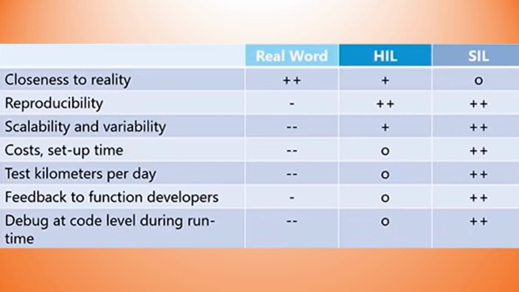Now here you can understand that, when compared to real-world hardware in loop and software in loop, these are all the various advantages. Reproducibility is quite good. Scalability and variability is quite good. Cost and setup time is quite good. Test kilometers per day is quite good. As you can understand, if you take the vehicle onto the road, only a certain number of miles can be run, and a certain number of miles can be simulated. But in the software, this simulation can happen for millions of kilometers per day, with feedback to function developers, and you can also debug at code level during runtime. These are all the various advantages of software in loop.